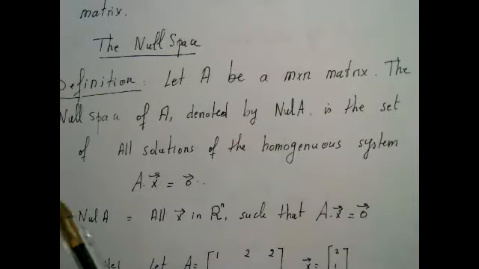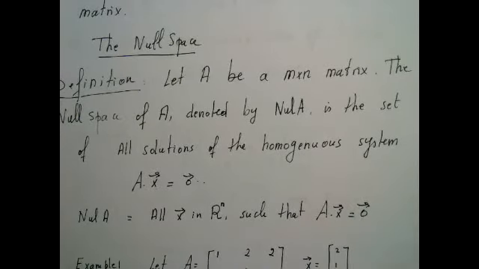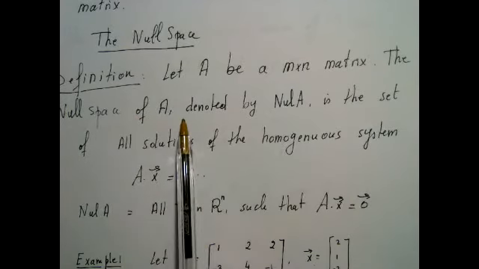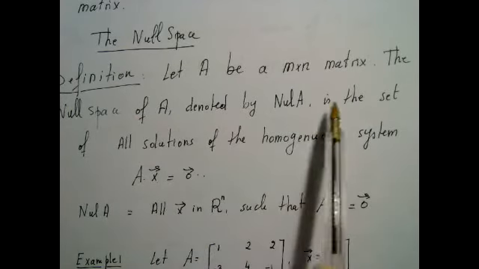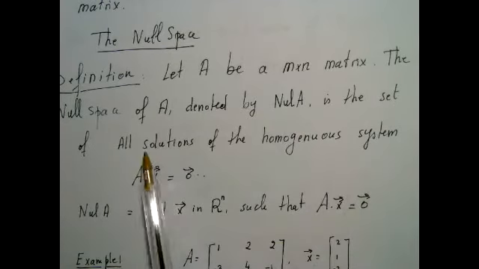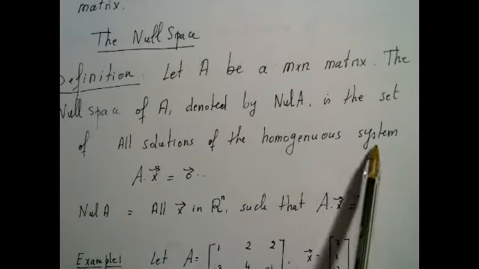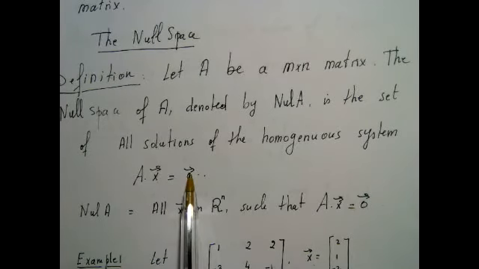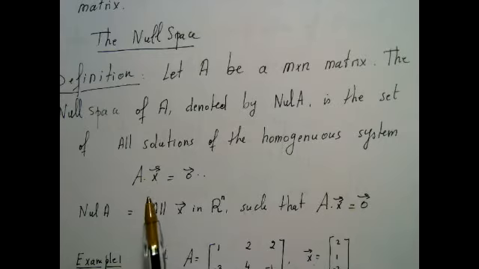And we solve the system Ax equal to 0, and we have a lot of solutions. The collection of all the solutions is called the null space of A. So let me read it again. Let A be an n by n matrix. The null space of A, denoted by null of A, is the set of all solutions of the homogeneous system Ax equal to 0. Okay, so that's the set of all solutions of the homogeneous system.